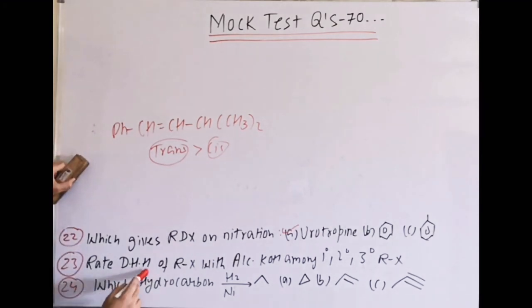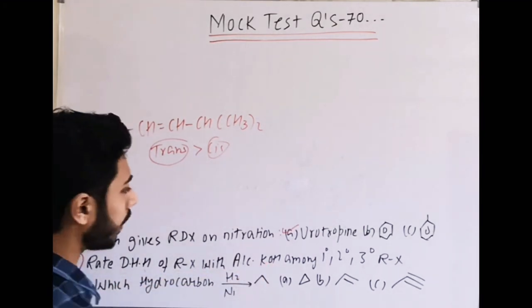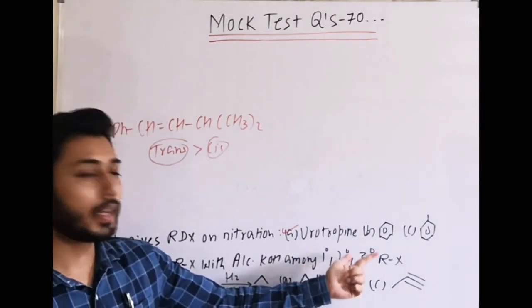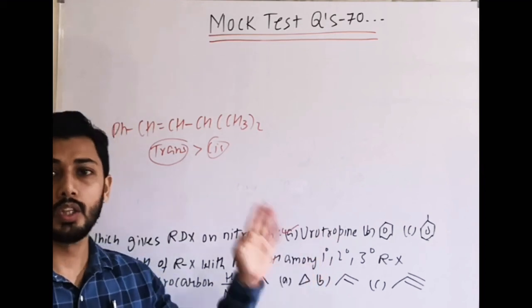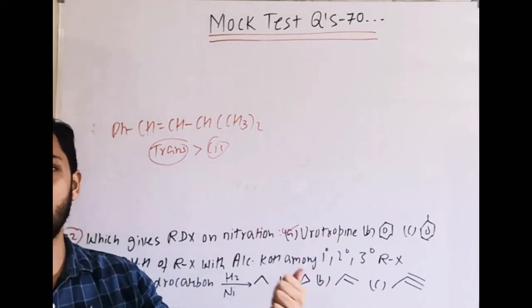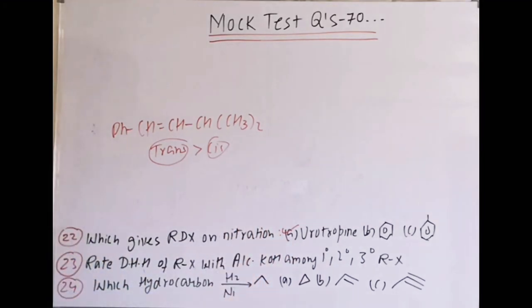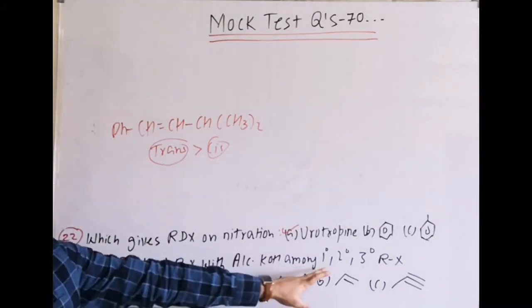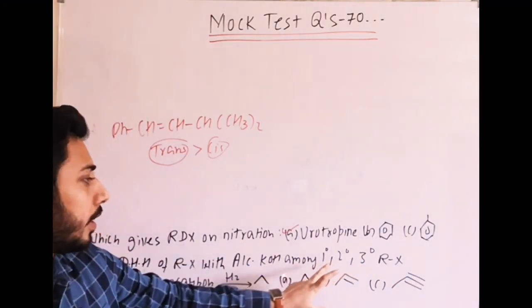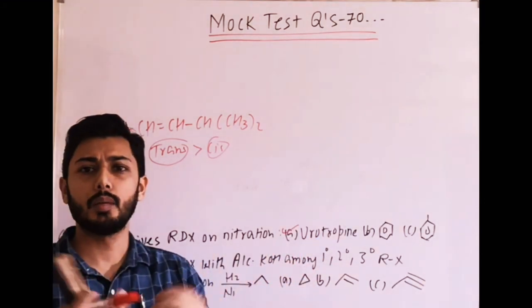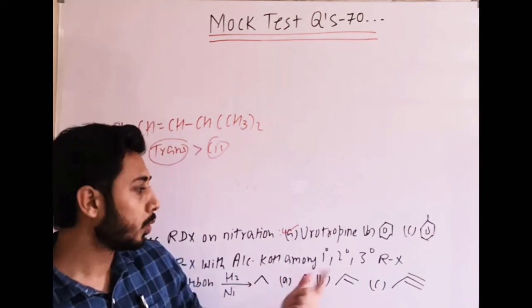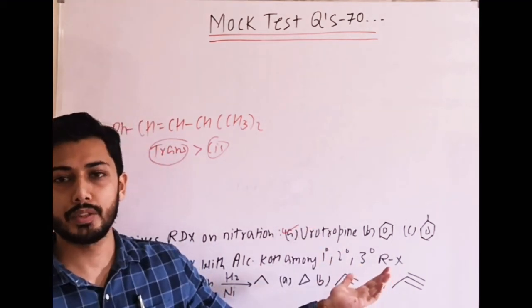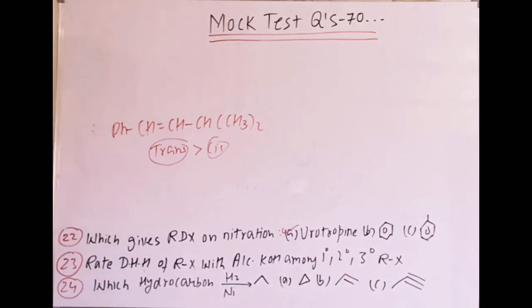Next one is the rate of dehydrohalogenation of RX with alcoholic KOH among primary, secondary and tertiary alkyl halides. Standard order for E2 reaction: tertiary fastest, primary least. We have covered this reaction mechanism in alkyl halides. The reason is that in the transition state double bonds are there, and the more branched alkene will be more stable. More branched means tertiary, the most stable transition state, and that's why tertiary is fastest.